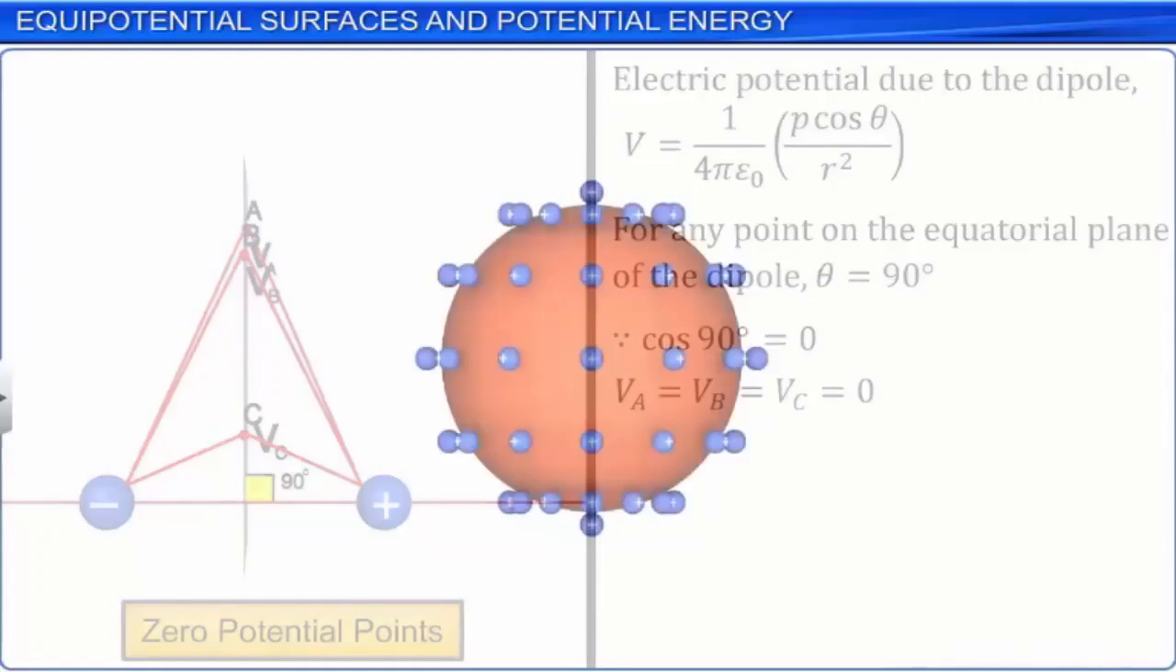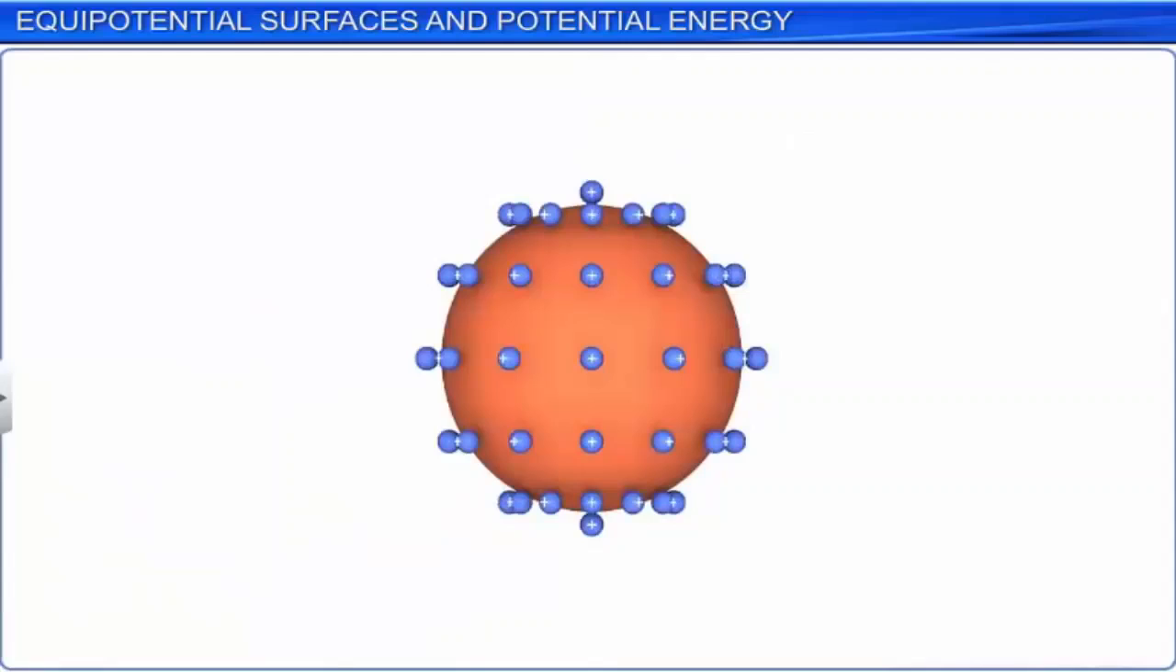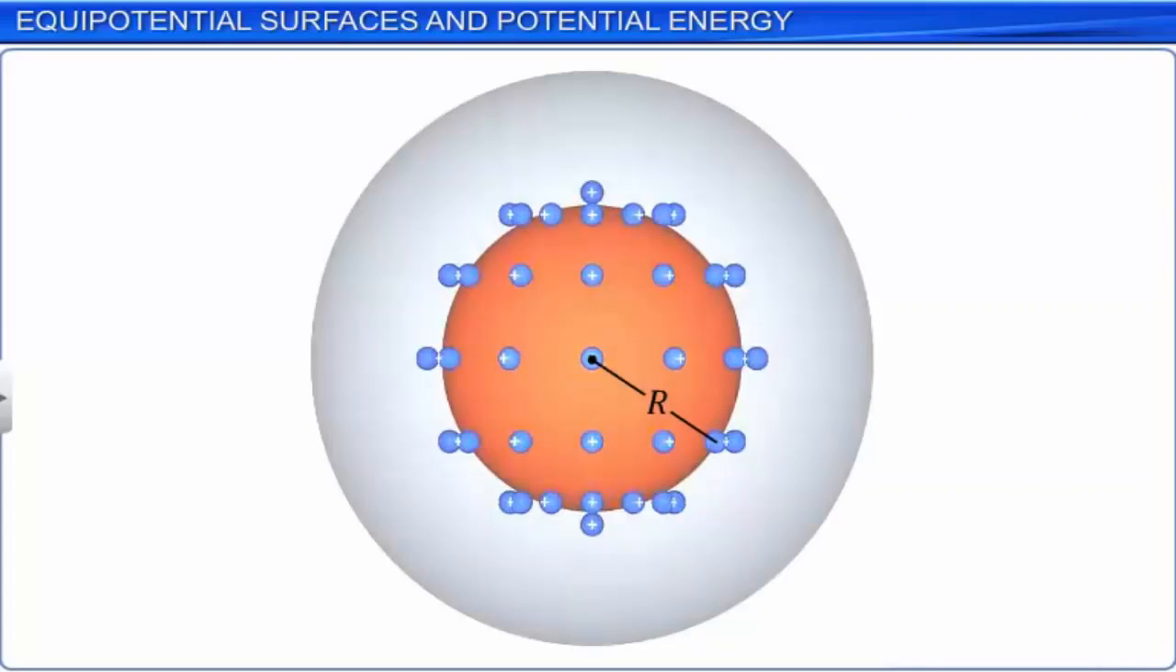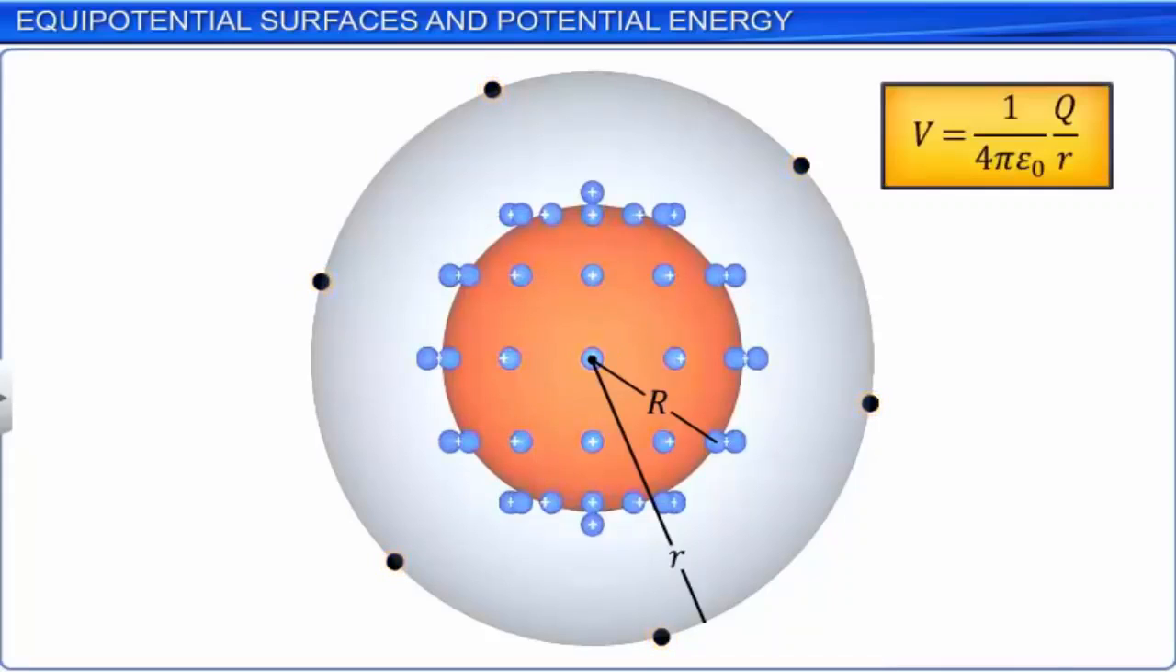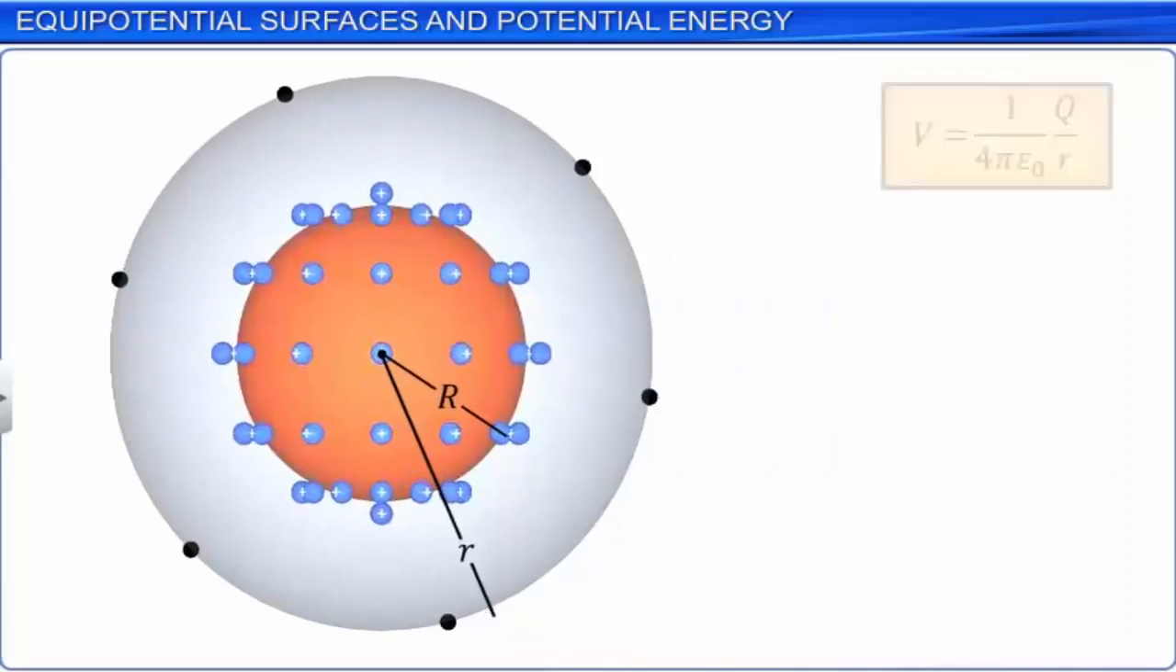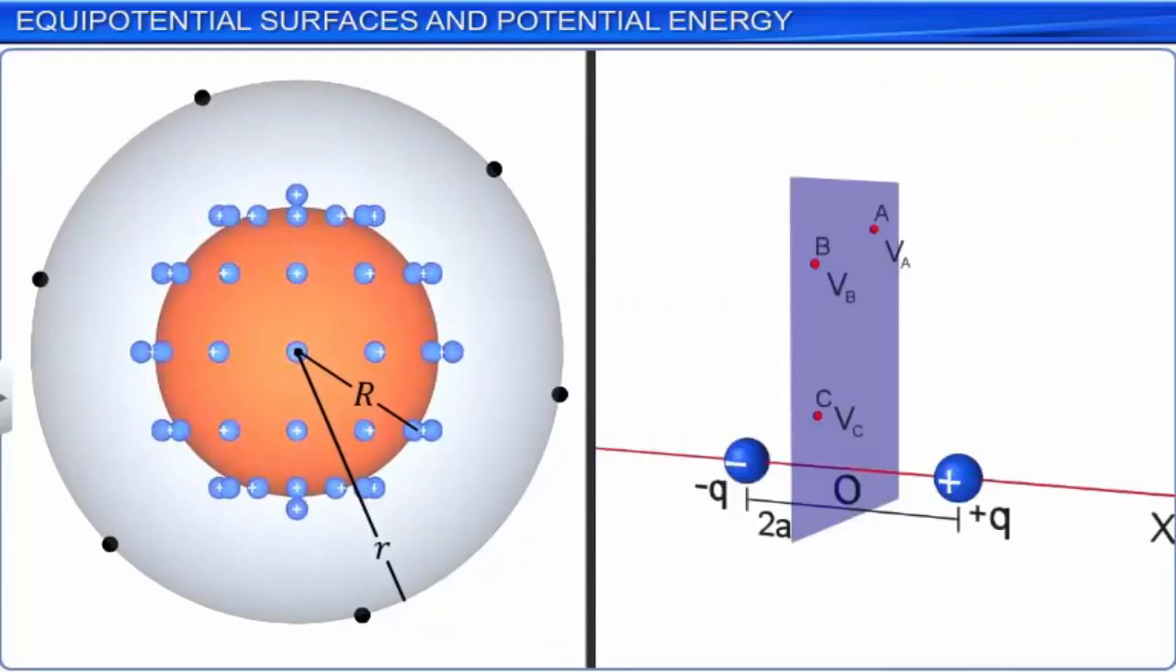Now let us consider a uniformly charged spherical shell of radius r with charge q on it. Imagine a sphere of radius r around the shell. The electric potential V for any point on the imaginary sphere is given by V equal to 1 by 4 pi epsilon naught q by r. In the above examples, we have seen surfaces which have the same potential at all points on them. Hence, potential difference delta V between points on an equipotential surface is 0.